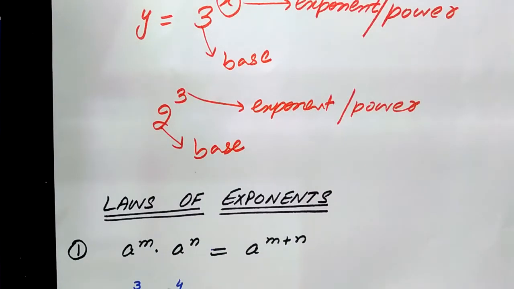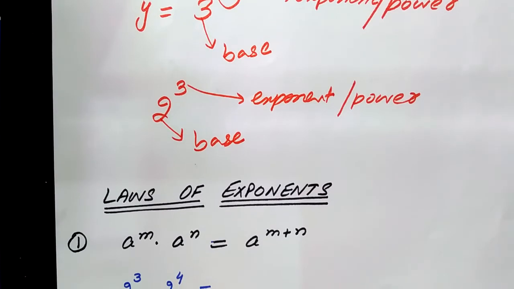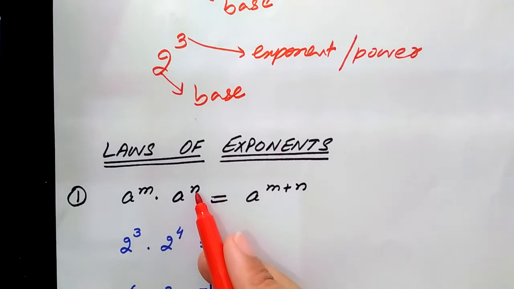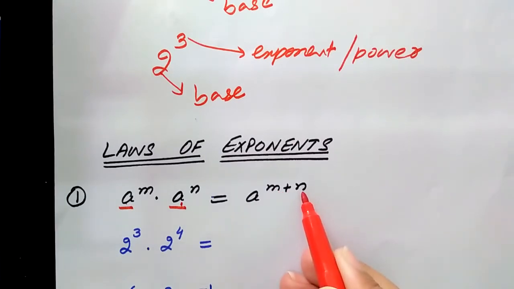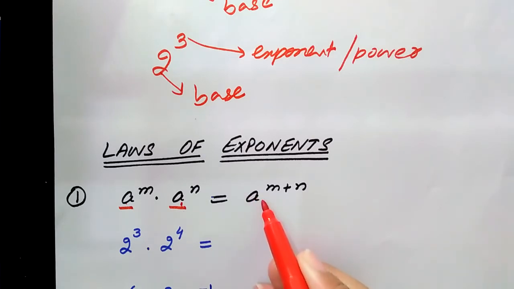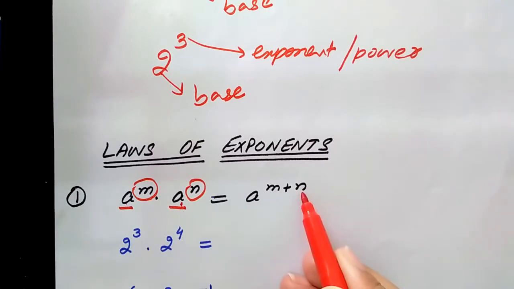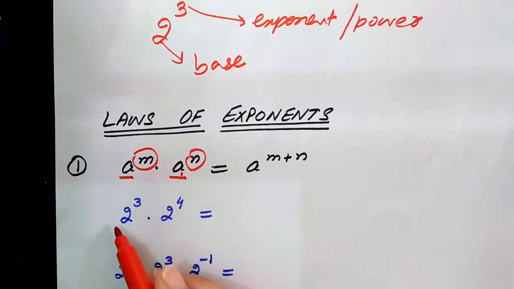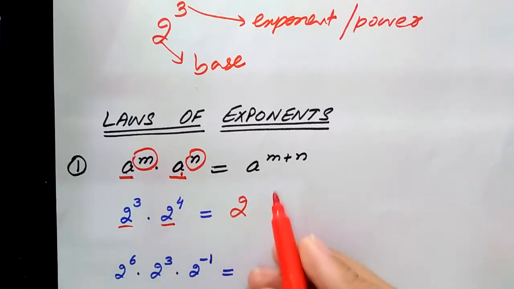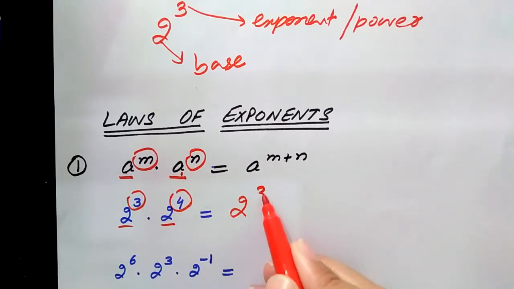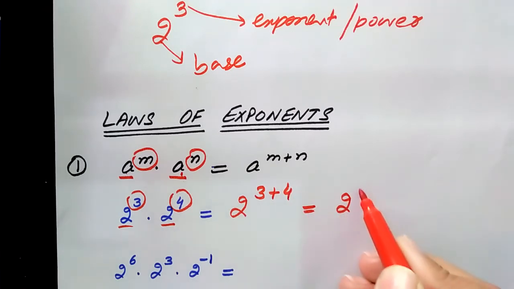Now come towards the laws of exponents that we will follow in solving questions involving powers or exponents. The first law of exponents is a raised to power m multiplied with a raised to power n. Since both have the same base, their powers will be added to each other. So we can write it for one base a, and we will add their powers, m plus n. Consider an example for this law. If we have 2 raised to power 3 multiplied with 2 raised to power 4, since both have the same base, we'll write it one time and add their powers. So it will be 3 plus 4, and we will get 2 raised to power 7.